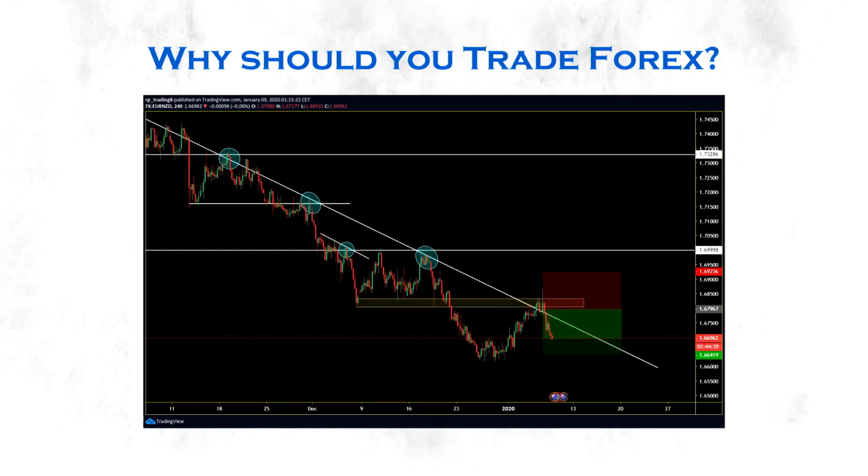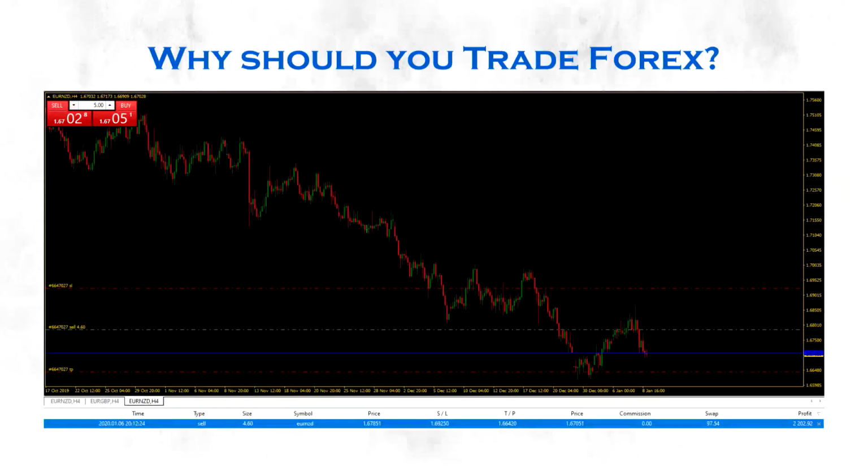Well, take this trade that I took yesterday, for example. I identified a clear downtrend, so I waited for the price to come to the level where I want to trade it, and after I got my entry confirmation, I sold that trade. At the moment it is halfway to the target with around 2,200 euro pending profit, and this trade took me around 30 seconds to analyze.